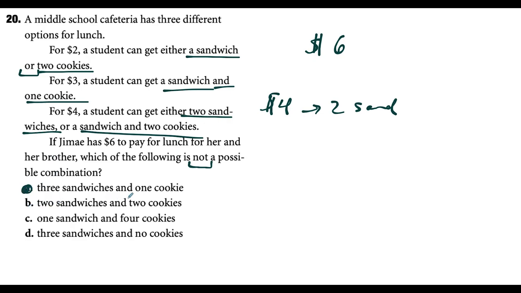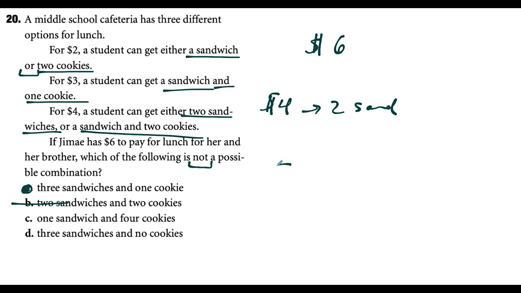But just to be sure, I'm going to check the others out. So two sandwiches and two cookies. What you could do for that is just do the $3 option twice. So choose option two twice. That's why this one is possible, so that's crossed off. One sandwich and four cookies. Wow. All right. So for this one, we want, let's see, four cookies.